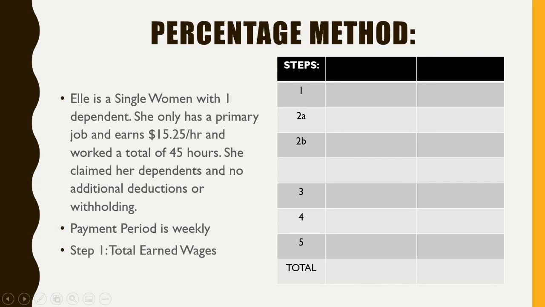So once again, the pay period is going to be weekly. And now step 1, we need to determine her total earned wages, or in this case, gross wages. So if she worked a total of 45 hours and she gets $15.25 an hour, what's her gross earnings? 686.25. 686.25 is correct. That's how much her gross wages are.